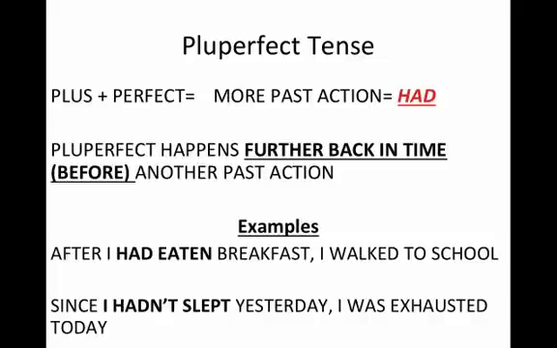Now as I mentioned, the pluperfect is going to happen further back in time than another past action. So the only time you'll use the pluperfect is when there's already another past action in the sentence. For example, after I had eaten breakfast, I walked to school. The reason we say had eaten is to show that it's happening before you walk to school. You eat breakfast before you go to school. Since I hadn't slept yesterday, I was exhausted today. Hadn't slept, again, happens before you're exhausted, and hence the pluperfect to show that it's happening before this other action.